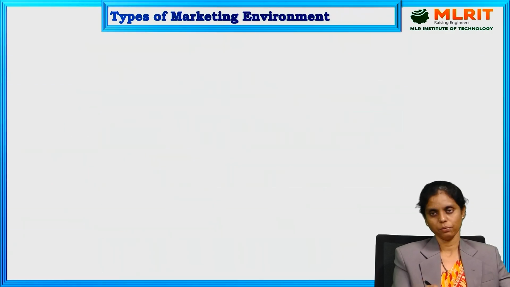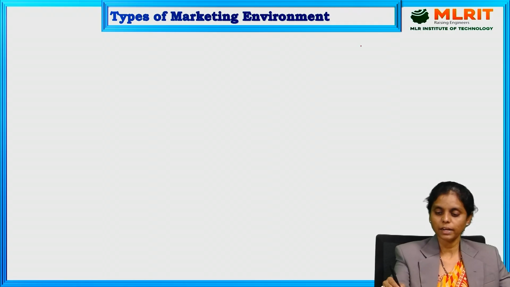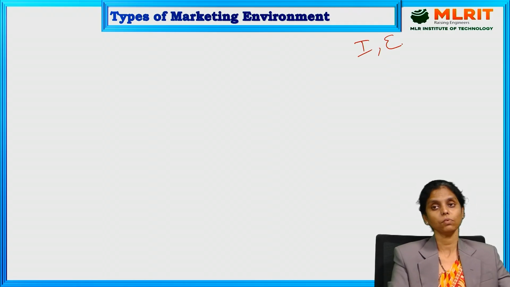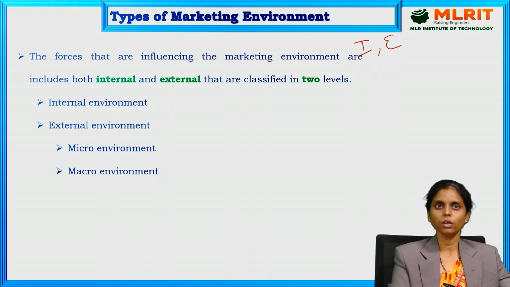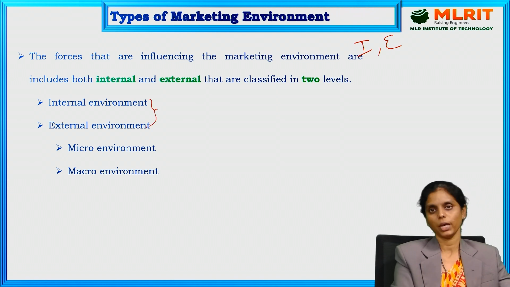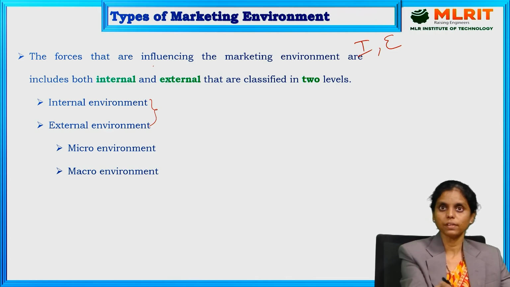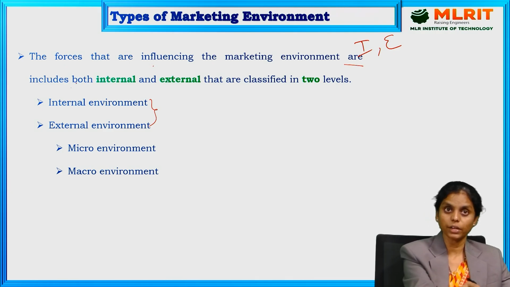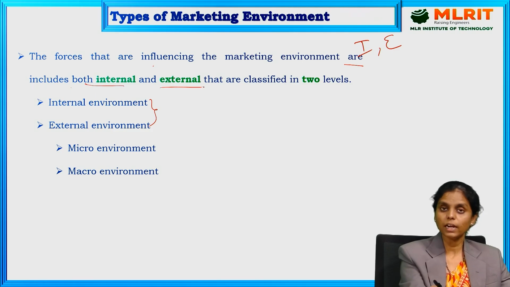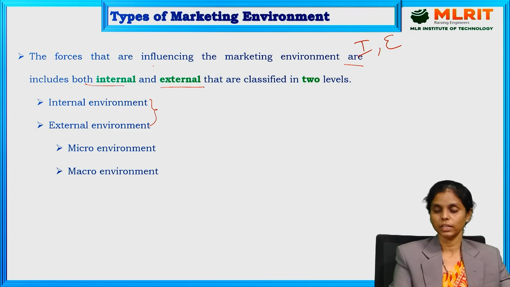Now come to the concept, that is types of marketing environment. As we said, there are certain internal as well as external factors influencing the marketing environment. So depending upon the same, the marketing environment has been classified into two types majorly, that is internal environment as well as external environment. So the forces that are influencing the marketing environment include both internal as well as external factors. Now these are classified into internal and external.